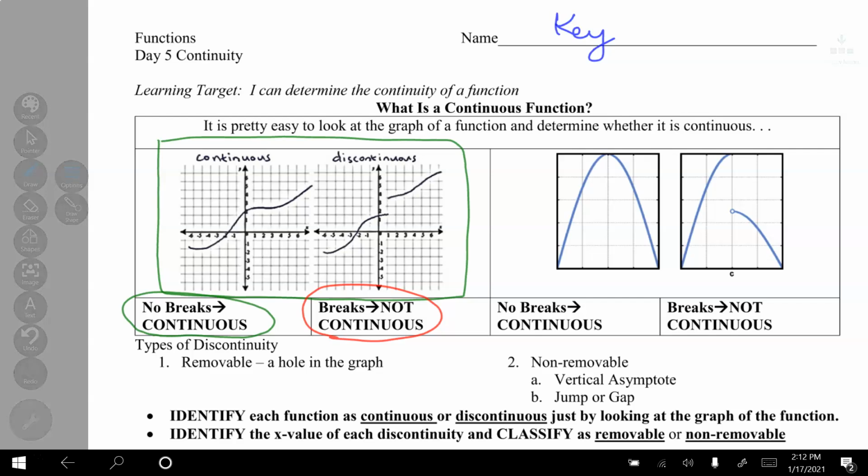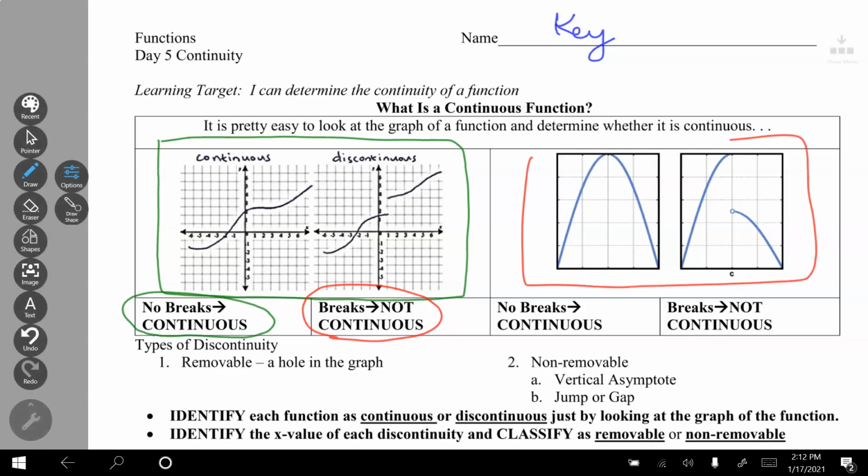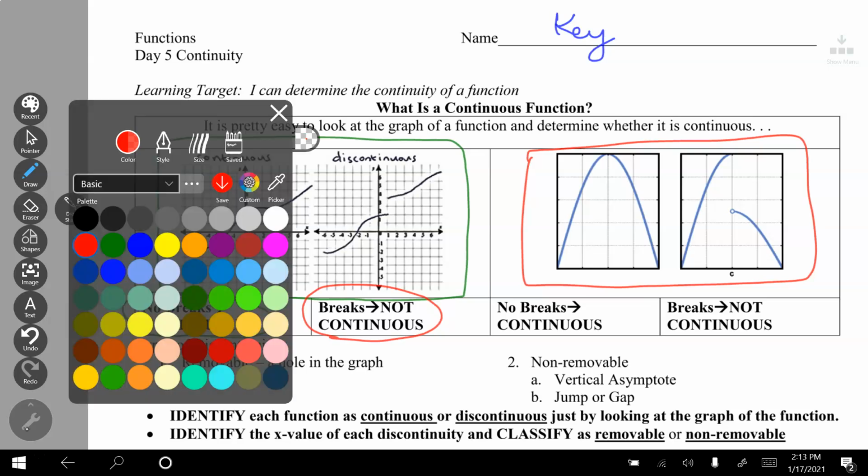Okay, same thing over on the next one. The one over here on the left is continuous, and the one on the right is not. Okay, so there's a couple of types of discontinuity.